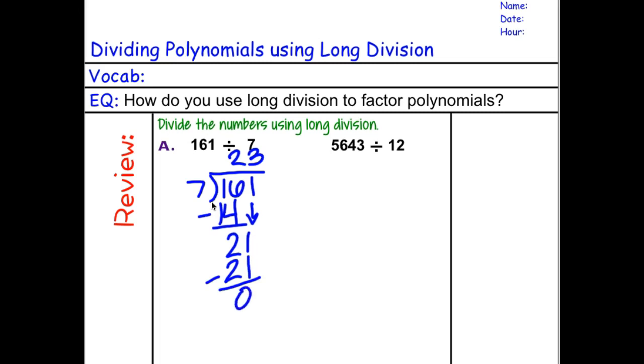And the only reason why I'm refreshing is because most of you stick to using a calculator. And you have to be able to show your work with long division, especially once we get to variables, because you can't put those in a calculator.